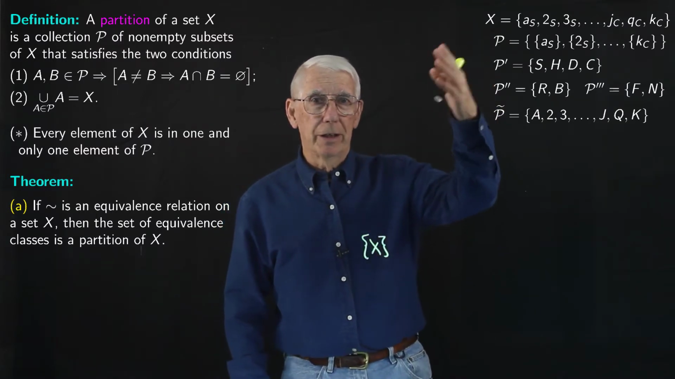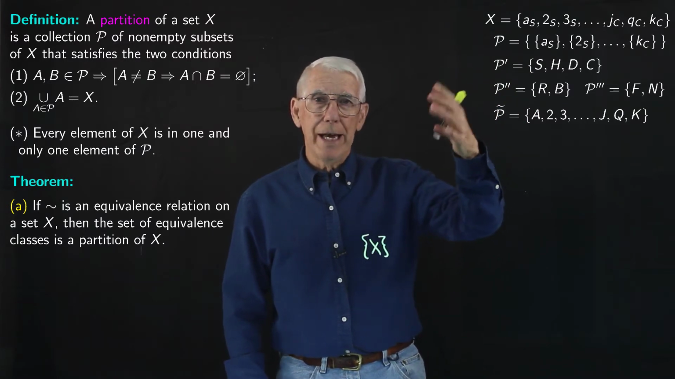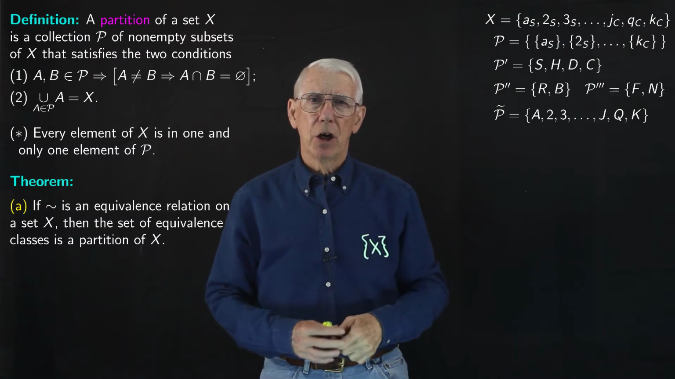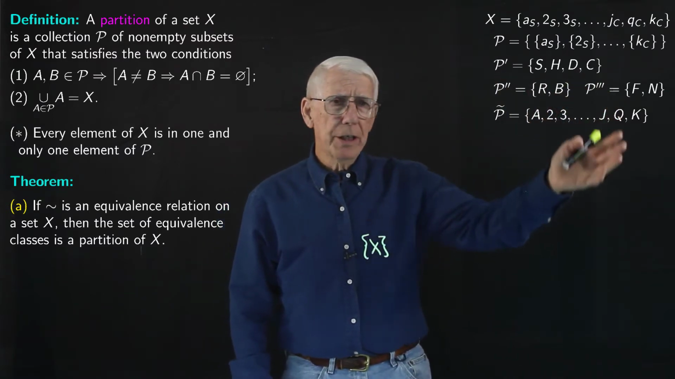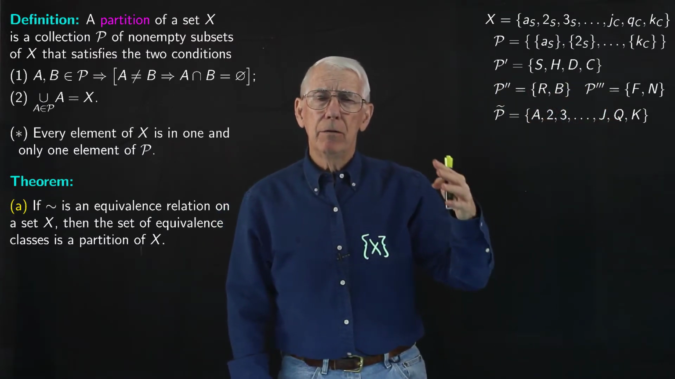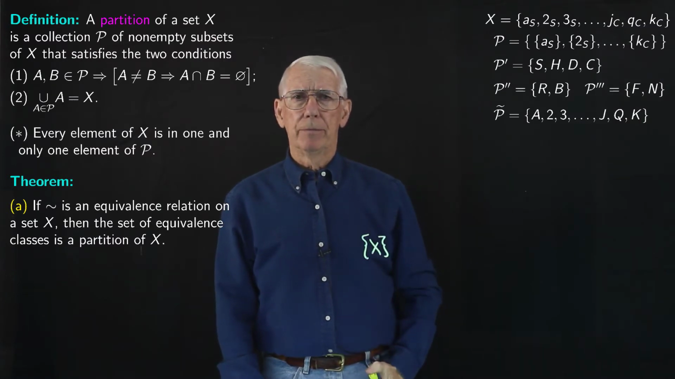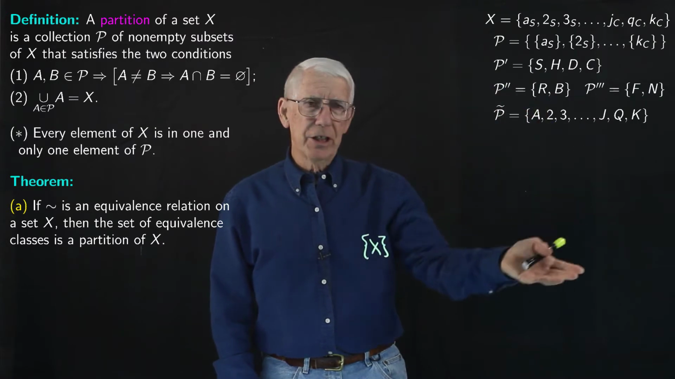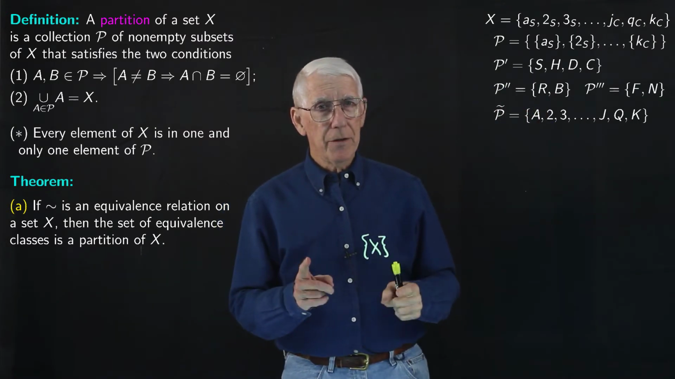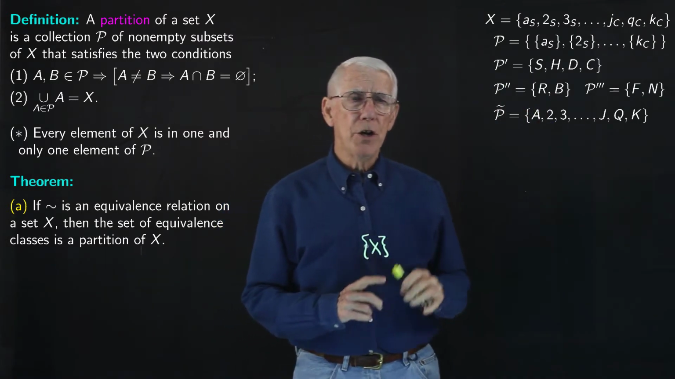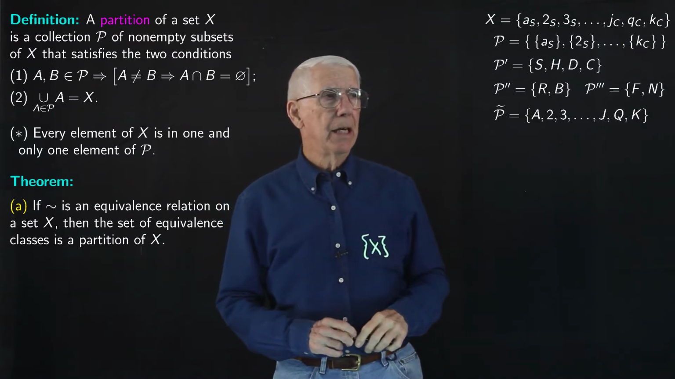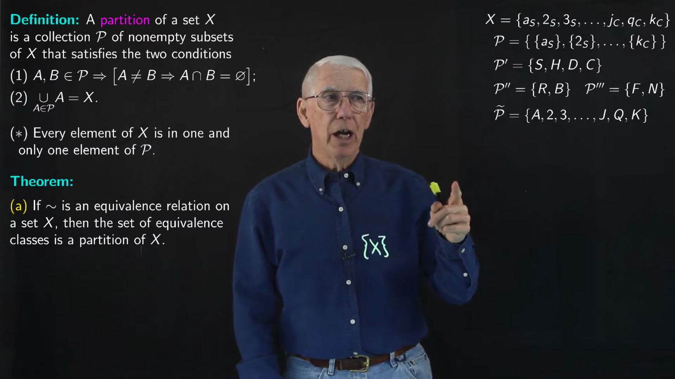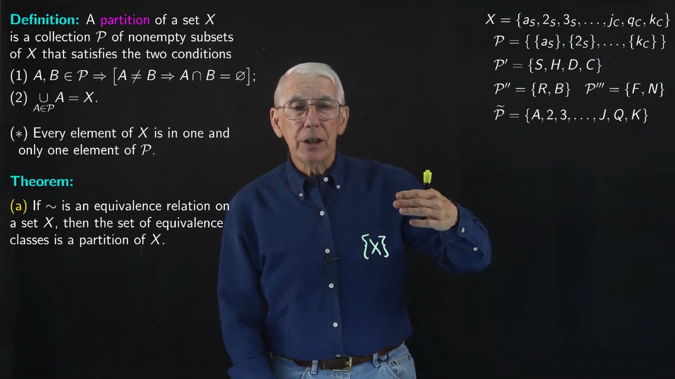We didn't define an equivalence relation on capital X and then take the equivalence classes and make up the partition. So these partitions did not come from an equivalence relation. So this theorem doesn't really tell us anything about this example. But on the other hand, notice that we could define an equivalence relation from one of the partitions.